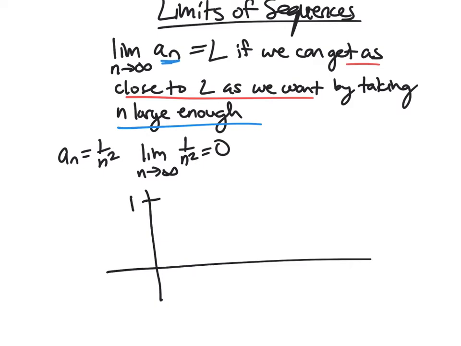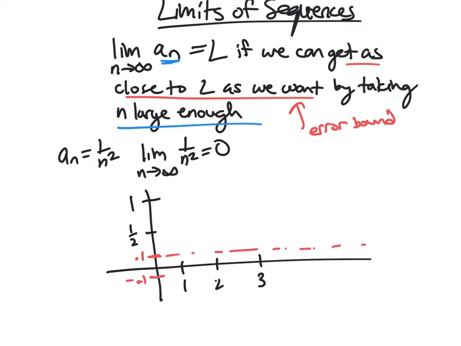So again, if we graph this guy out, we got 1, 2, 3, etc. What do we mean first by as close as we want? This means basically we can set an error bound. If I want to be within 0.1 of my limit, that's pretty close. I might be happy with that. Then I'm just going to draw in my error bound down here, a little dotted line. Basically, if I'm within this strip of red, then I'm within 0.1 of 0, my limit.